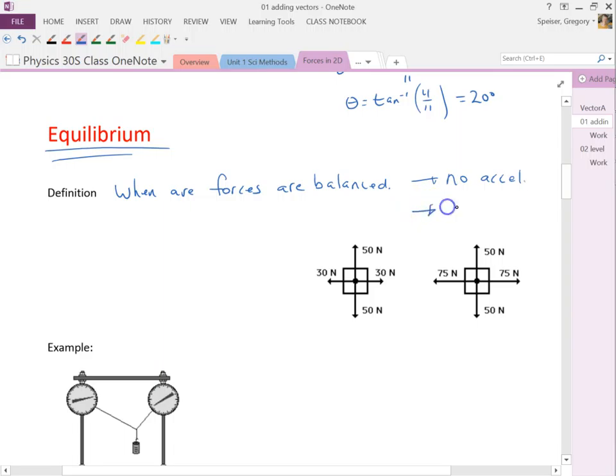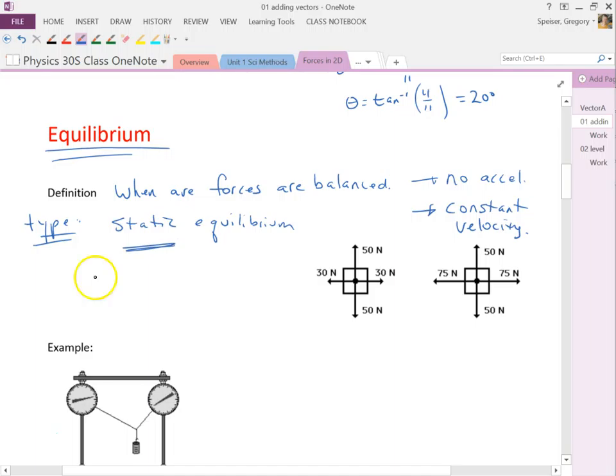If you see constant velocity, that would be another example. That would be an indication that there's equilibrium. In other words, that all the forces are going to add up to 0. There is a special type of equilibrium called static equilibrium. I'm guessing some of you might know already that static means not moving.